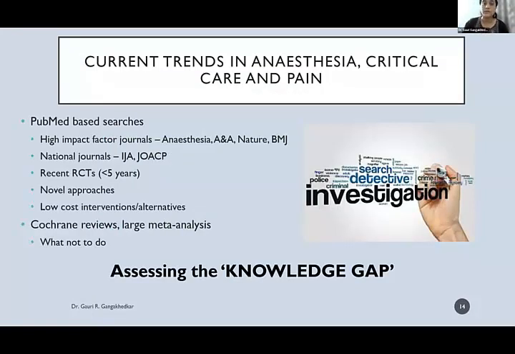So what I think you should do is go through these PubMed searches. Go to PubMed and look for international journals, that is, high impact factor journals. I've just listed a few of them for you: Anesthesia and Analgesia, Nature, BMJ. By and large, they publish good quality papers, right? You also look at national journals. The IJA and JOACP are excellent examples. Why do we look for national journals as well? We look for national journals because they give you a better idea in terms of national and local uses.